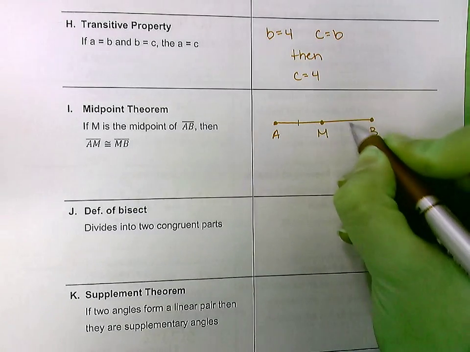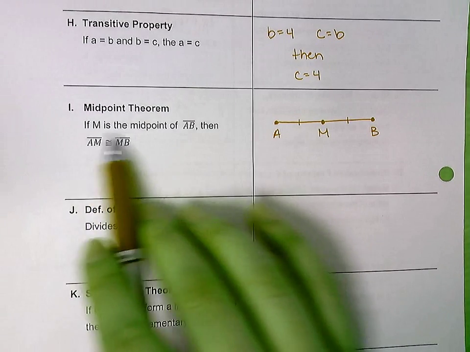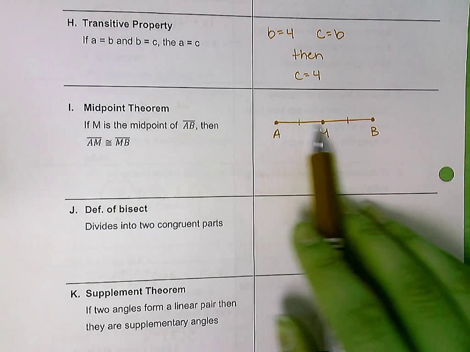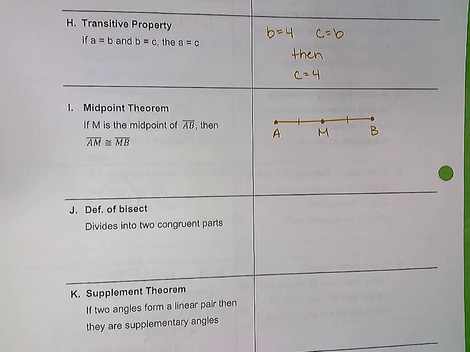So I could label each of those pieces with that dash mark showing that they are congruent. So here the conclusion they came to was that AM is congruent to MB. So if you ever have that, you'd say that's by the midpoint theorem.